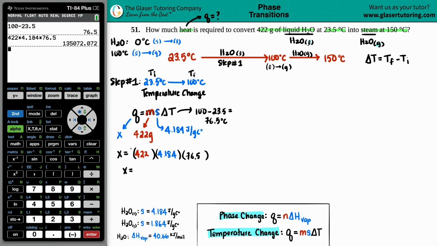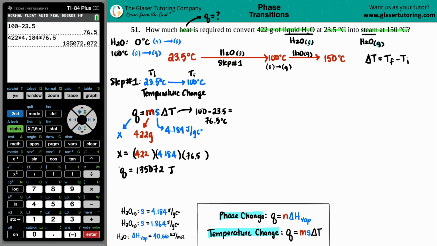And technically, since this is not the final answer, we shouldn't really round. So I'll just say 135072. And that's in the unit of joules, because the specific heat unit had joules in there. All right, so we got one Q value. And maybe what I'll do is I'll just say that this is really a Q value, because Q was X, X was Q, tomato, tomato.